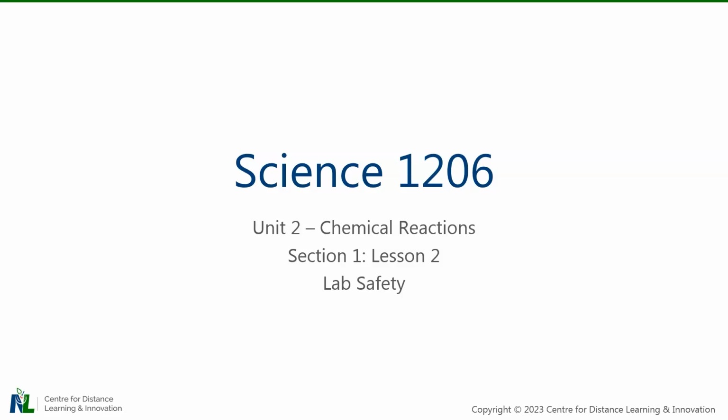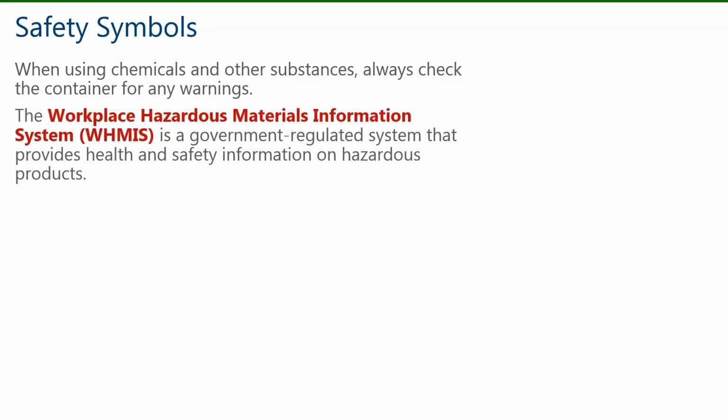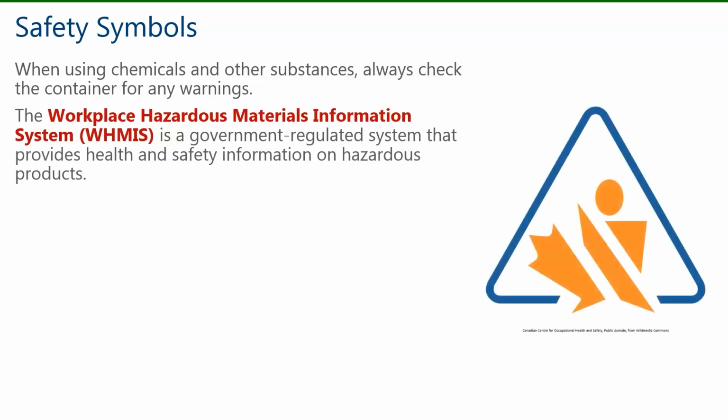Let's begin. When using chemicals and other substances, always check the container for any warnings. The Workplace Hazardous Material Information System, known as WHMIS, is a government-regulated system that provides health and safety information on hazardous products. There are three main components to WHMIS.